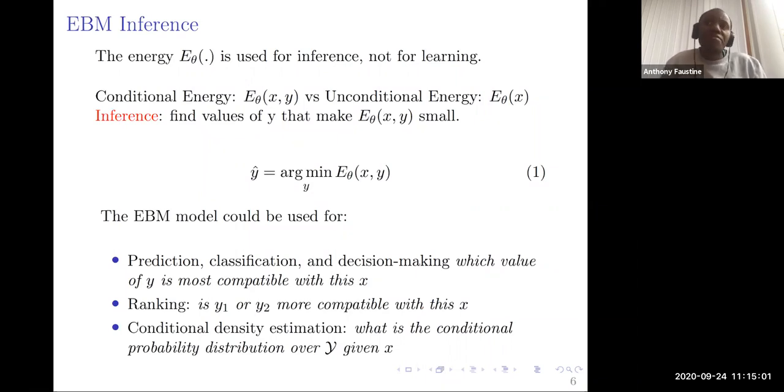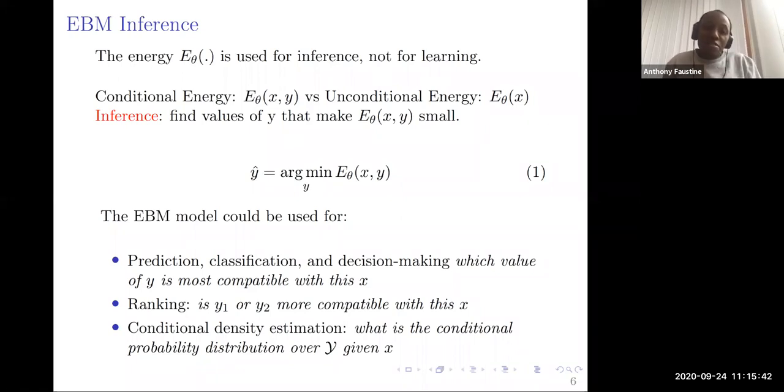So once you have found the energy function that maps the relation between X and Y, then you can use this for inference. And this energy function could be conditional energy, where you learn two variables, or unconditional energy, where you have only a single variable like X. If you have a conditional energy, then once you have the energy function, you can do inference by minimizing the energy function with respect to a given X. You find the value of Y that gives you minimum energy, and that would be the estimate of Y.